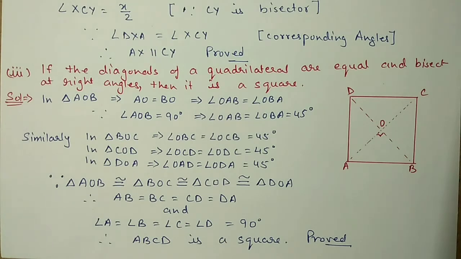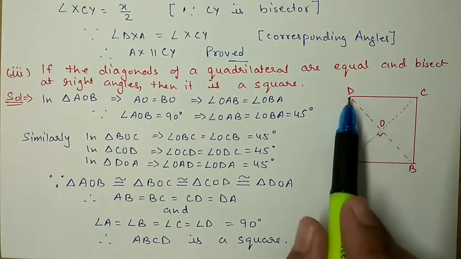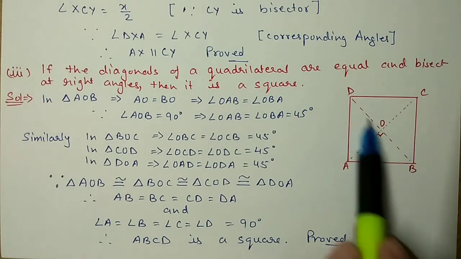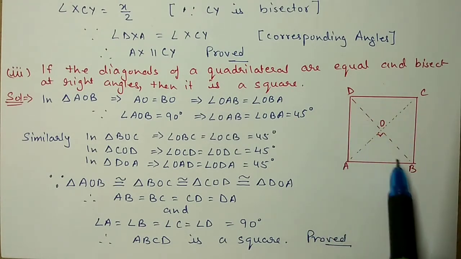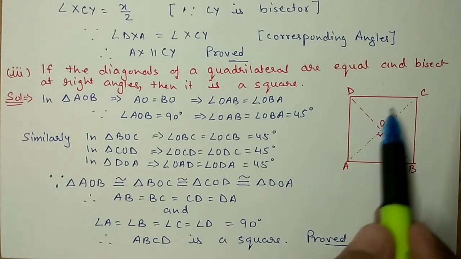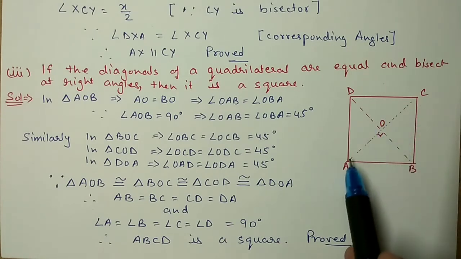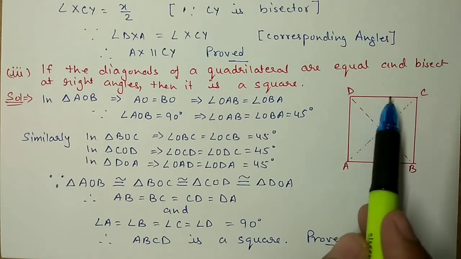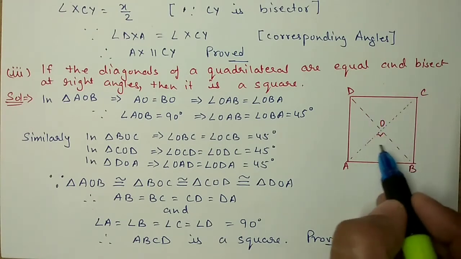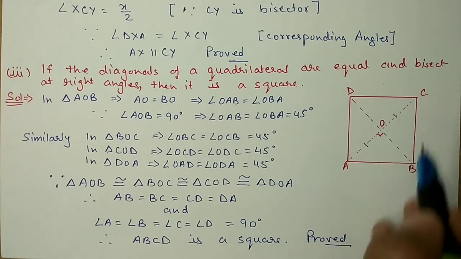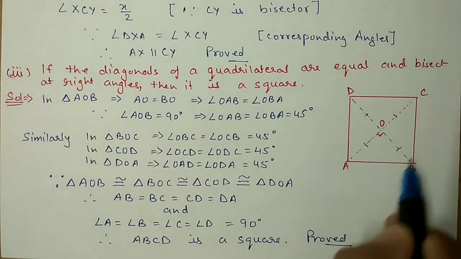Next, question number 11, third part. If the diagonals of a quadrilateral are equal and bisect at right angle, then it is a square. So here ABCD, a quadrilateral I have taken, and AC and BD are the diagonals, and both the diagonals are equal and bisecting each other. Bisecting each other means this side and this side are equal, this one and this one equal.